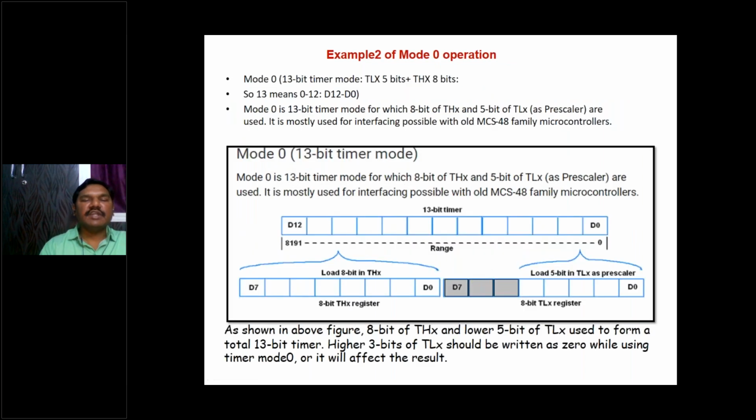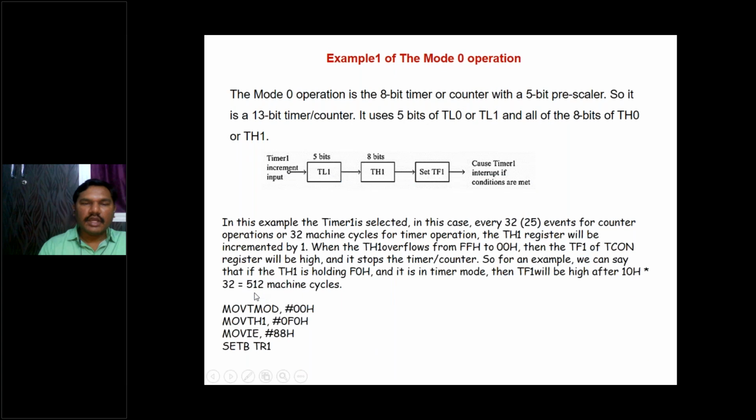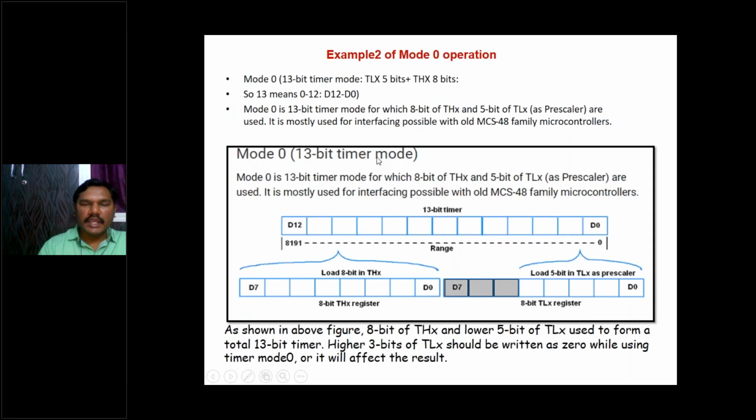Right. So this is also one more example. So 13 bits means D0 to D12. Here is the higher byte of 8 bits, and this is the lower byte. So the lower byte uses 5 bits, and the remaining 3 bits of the lower byte become 000. They are not considered, but they are taking the higher byte as D0 to D7. Right, as I showed, TL1 is 5 bits and TH1 is 8 bits. That you can see here. This is THX and this is TLX.